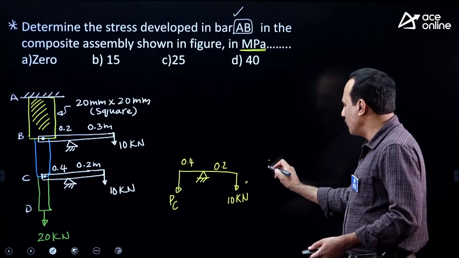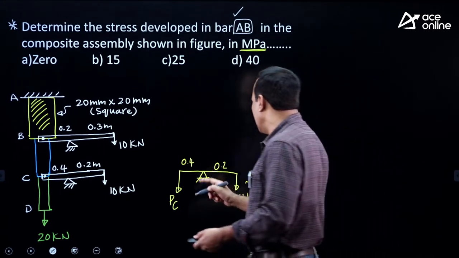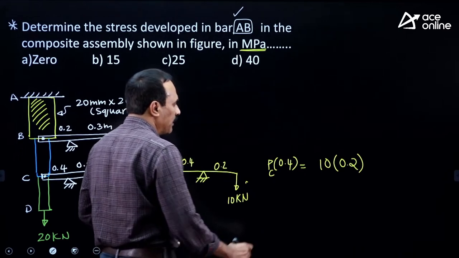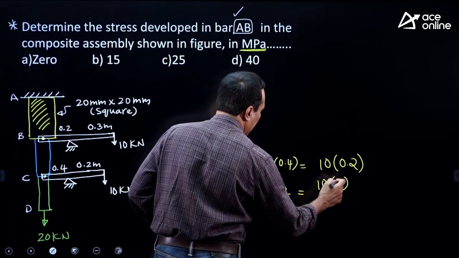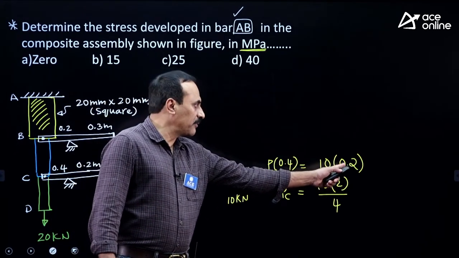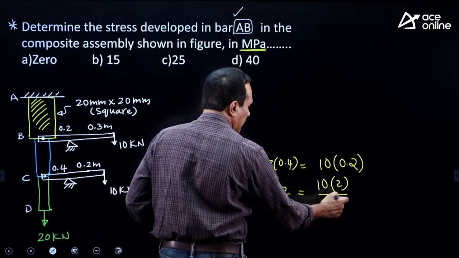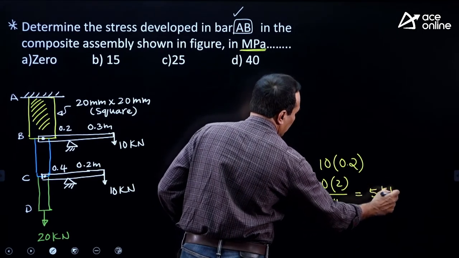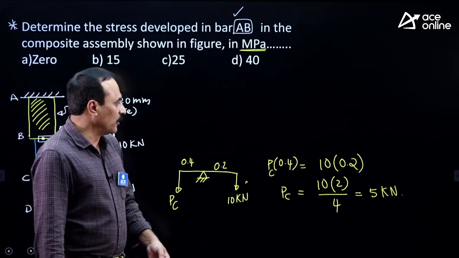Now, to find out the load acting at C, you can take the moment about this knife edge. So, PC into 0.4 is equal to, on the other side, 10 into 0.2. Now, PC will be 10 into 2 by 4. Multiply with 10 here, 10 here also. 10 by 2 is 5 kilonewton. Is it correct? 20 by 4, 5 kilonewton.